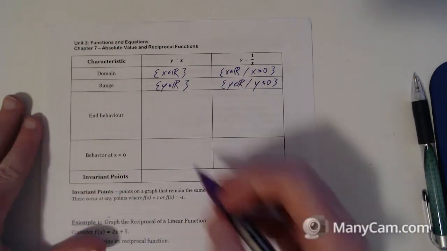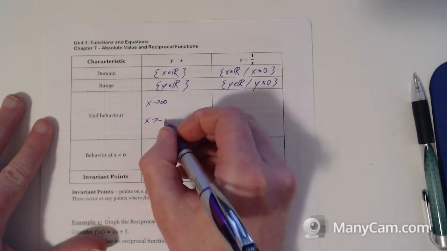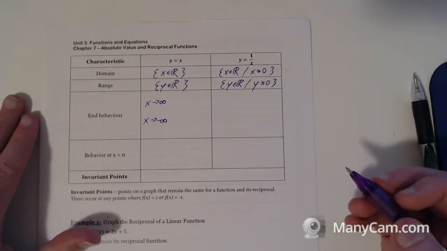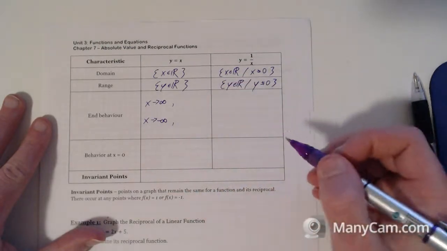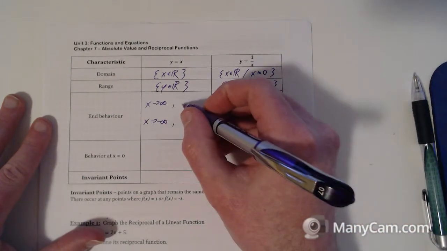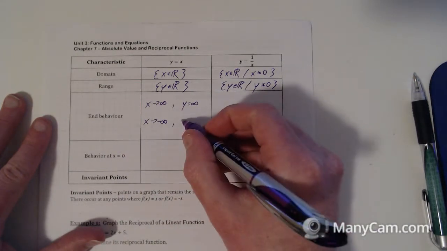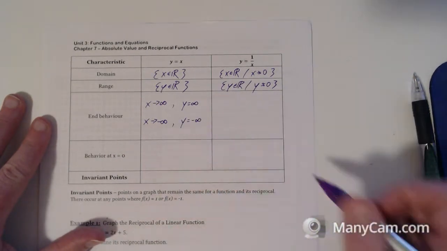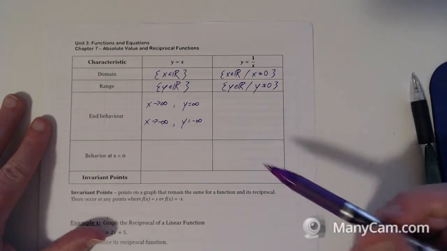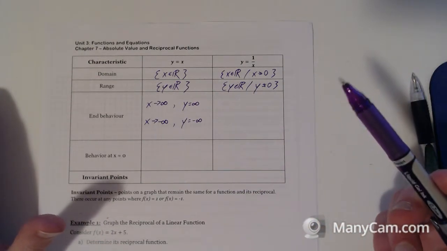End behavior. So what happens when x approaches infinity, and what happens when x approaches negative infinity, is the way I like to write that. When x approaches infinity in the first function, y equals infinity. And when it approaches negative infinity, y equals negative infinity. So it goes really, really high, goes really, really low, basically is what we're saying there. Infinity is not a number, but it is a concept, and it's a concept we can understand fairly easily in math.